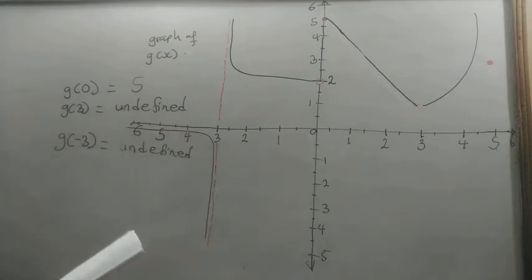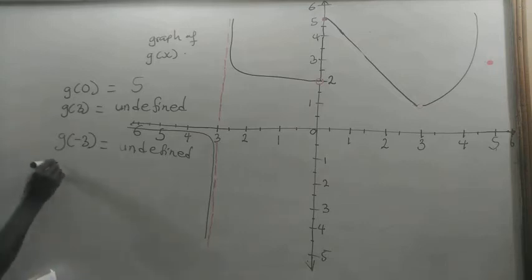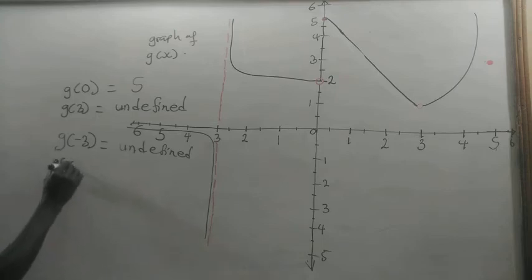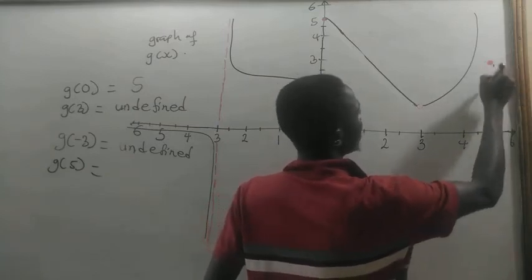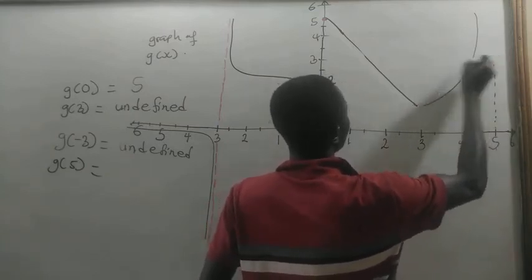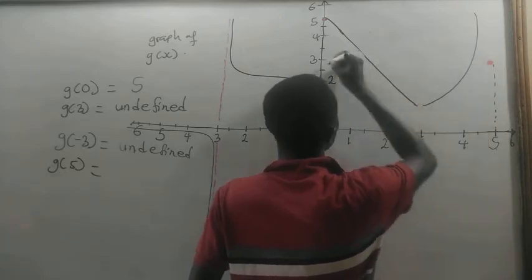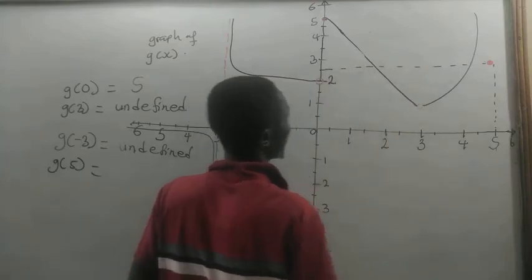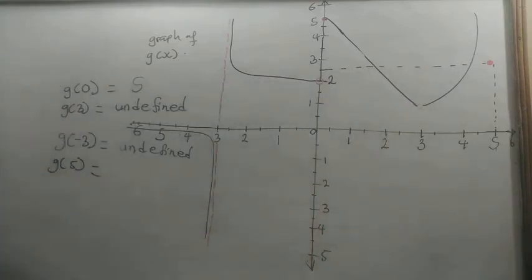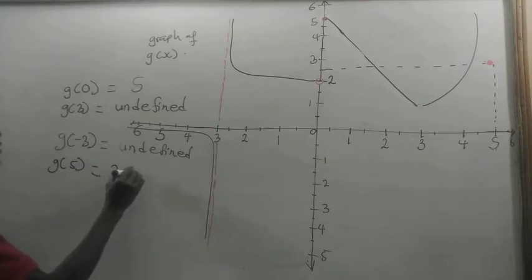Now, let's talk about g of 5. If we take g of 5, what are we going to get? So let's see g of 5. Let's trace it to this. See that we have shaded this. So let's trace it to the y-axis. Straight. It comes to 2.5. So g of 5 is 2.5.